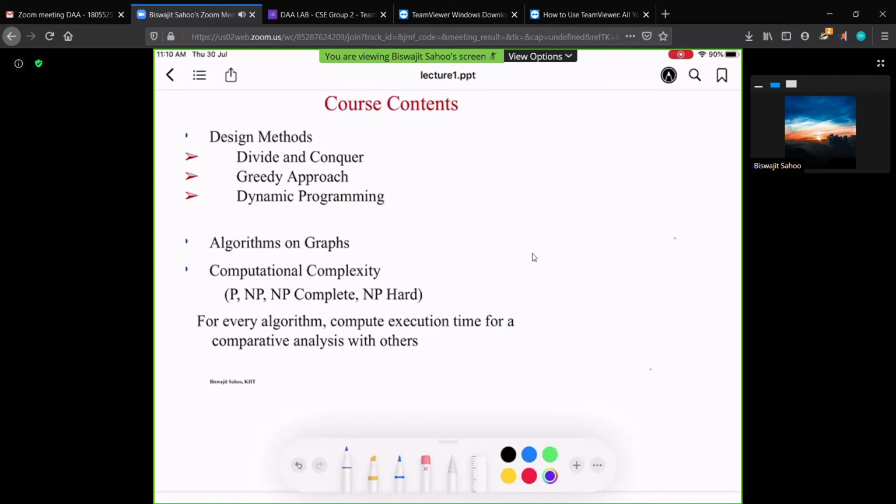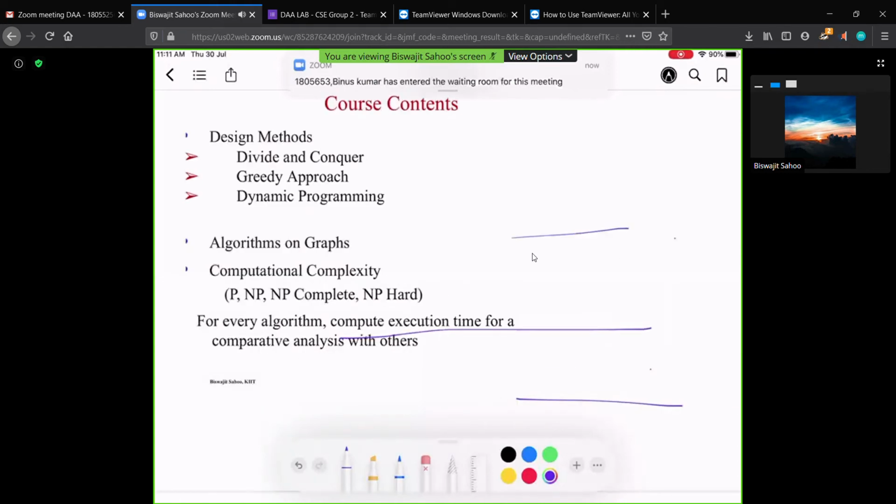That is basically the classification of problems, and different problems fall under different categories. There are 4 categories. We'll discuss those things. And whatever algorithm we discuss, for every algorithm, we'll compute the execution time. This is basically the whole contents of the subject.